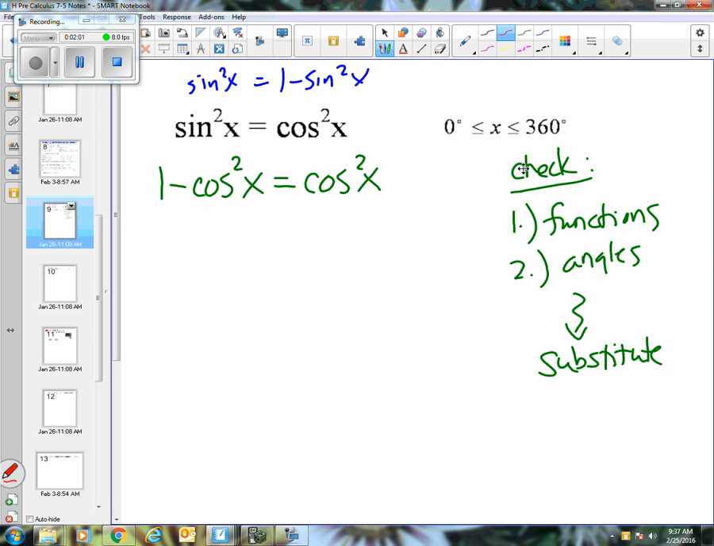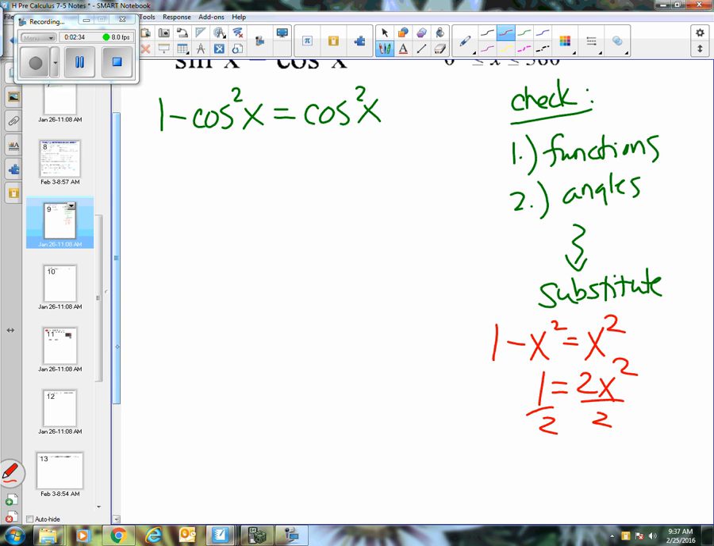Okay, well let's take a look at where we could go from there. If you write it as an algebra thing, it would look like this. 1 minus x squared equals x squared, just straight up algebra. So you have like terms. They're both x and they're both to the second power. If you're thinking, okay, let's get all of our terms on one side, let's move those x squared terms together, we'd add the x squared. Then to solve for the x squared, I would divide by 2. So I have x squared equals 1/2.